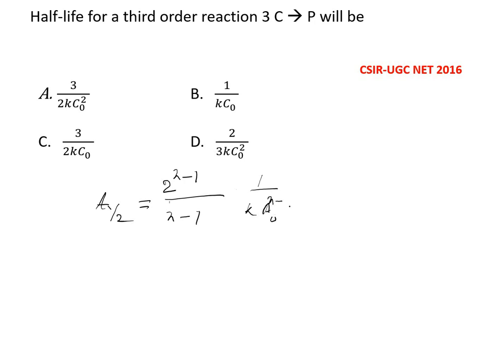Now put n equal to 3 here. So you can easily check that the answer would come as 3 by 2k A0 square. So if you check the options, 3 by 2k A0 square, that means A is the correct one. Let us check, option A is the correct answer.